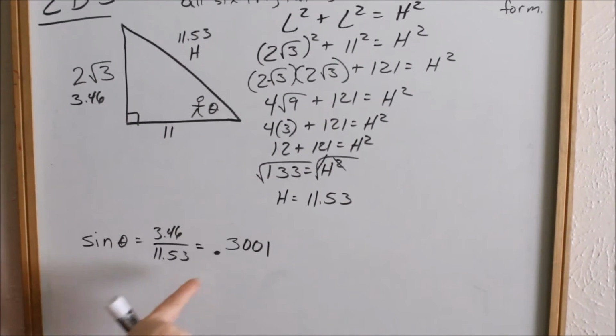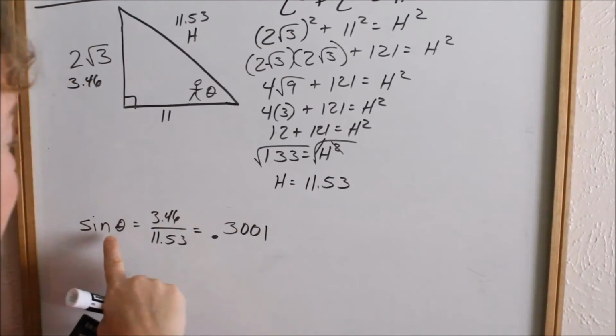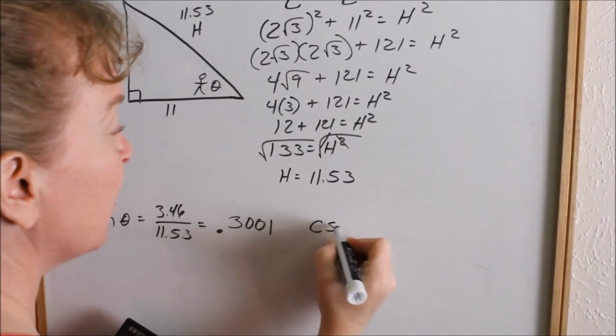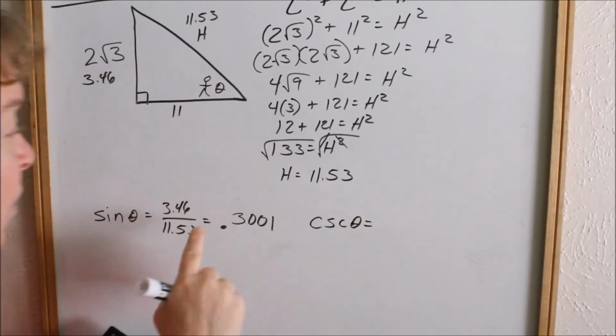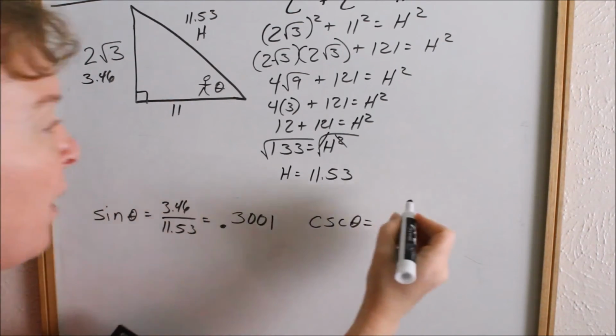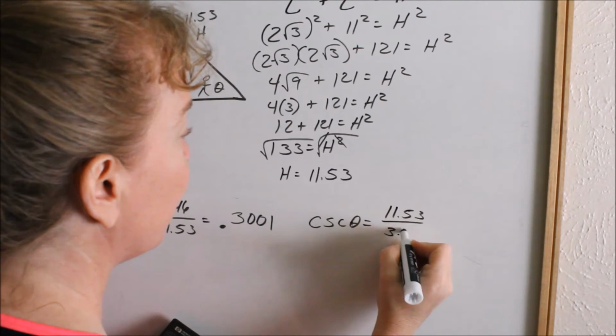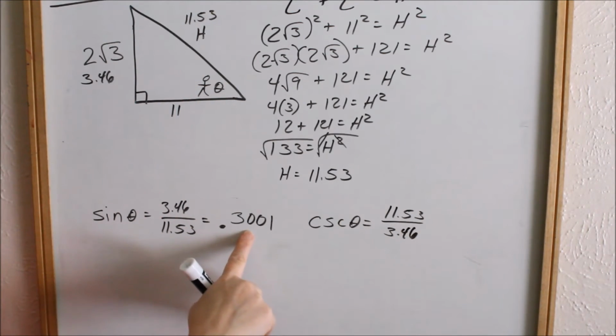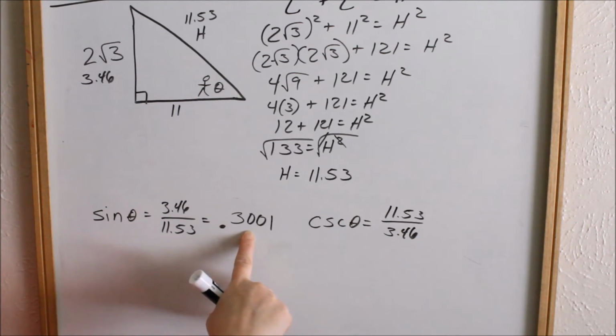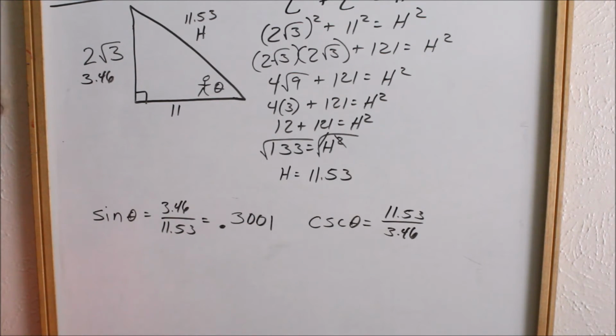Okay, I'm going to go ahead and do the reciprocal. Right now I have this in my calculator. So the reciprocal of sine is cosecant. So take the reciprocal of this fraction. So that would be 11.53 over 3.46. I still have this in my calculator, so I'm going to use my reciprocal button. So once this is in my calculator, I can use the reciprocal button and take the reciprocal of that number.